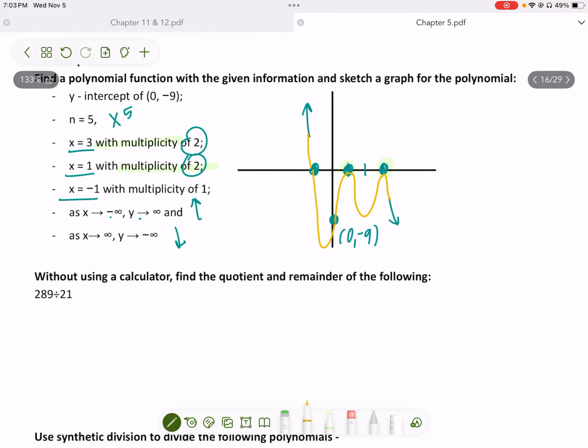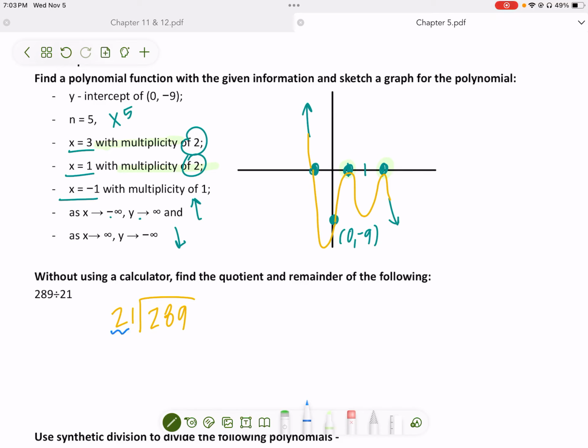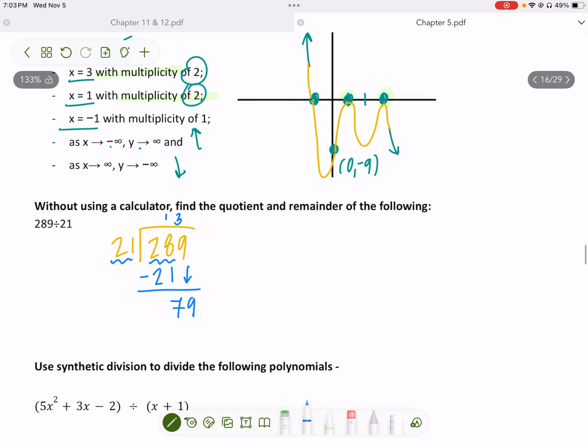Now, without using a calculator, go ahead and do this division. It's probably been a very long time since you've done long division, but let's jump right in. So 21 can go to 28 once. So that's going to be 1 times 21, and subtracting that gets us the 7. Bring down the 9. I believe that goes in 3 times, which gets us 63. Again, subtracting gets us 16, so we end up with a remainder.